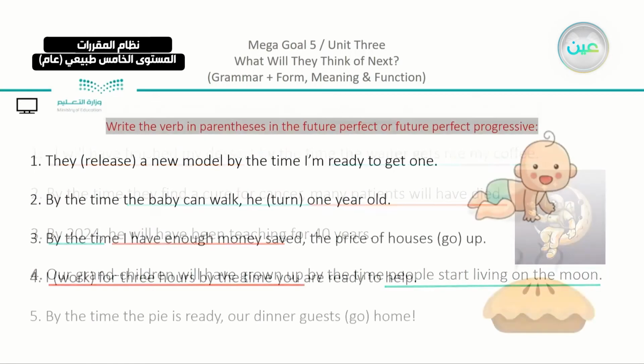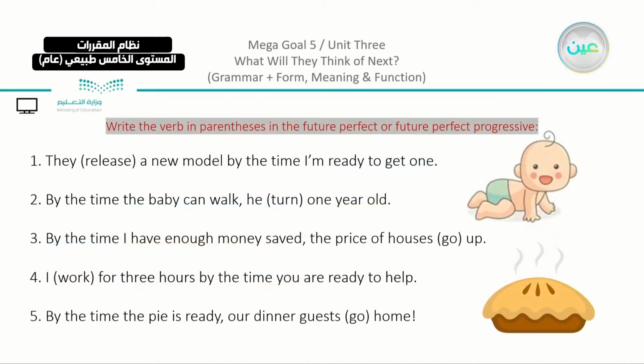Let's do the other one. Now here we have the sentence. We're going to correct the verb that is in brackets. Of course, we are going to use the future perfect, and we're going to decide, is it the simple or the progressive part? Now, like the first one, they release a new model by the time I'm ready to get one. What do you think the focus is on? Is it on the action or on the time?